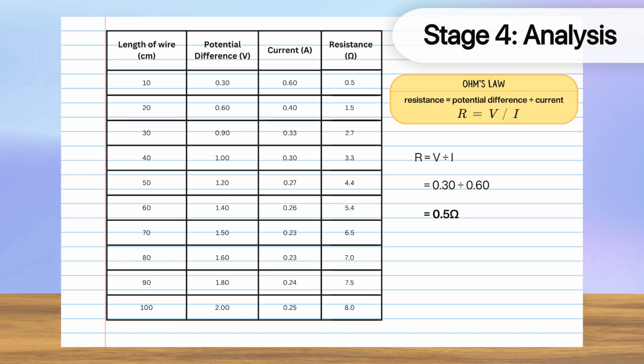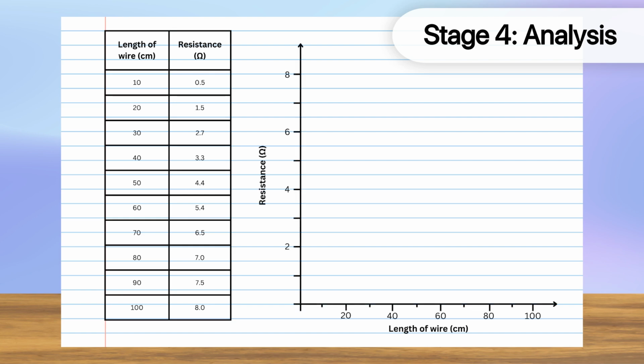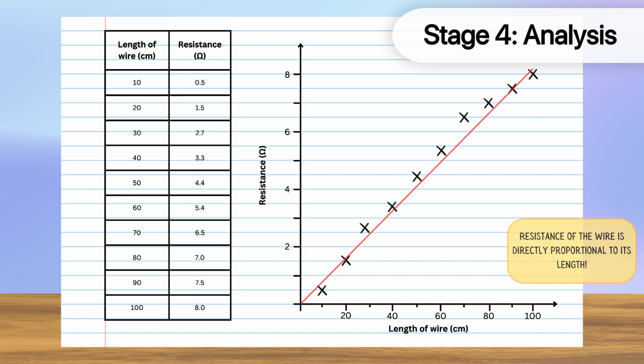After calculating the resistance for different wire lengths, plot these values on a graph with wire length on the x-axis and resistance on the y-axis. Each pair of values results in a point on the graph. When we draw a line of best fit, we can see a linear relationship where resistance increases as the length of the wire increases. This implies that the resistance of a wire is directly proportional to its length.